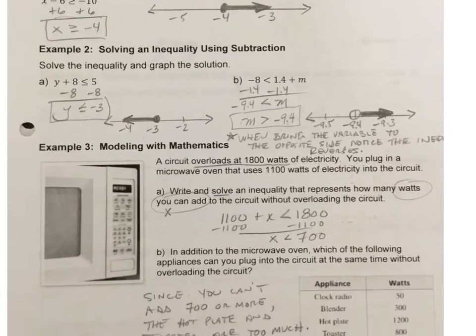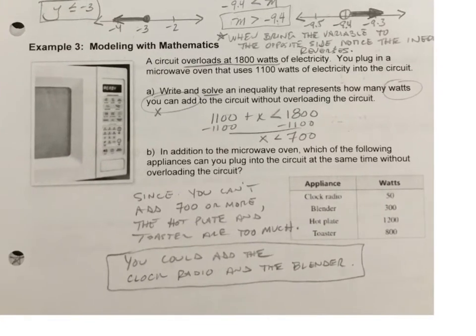Then we have a word problem. We want to write and solve the inequality. We're looking at how the circuit overloads at 1800 watts of electricity. So we're going to use x to be our number of watts we can have without overloading the circuit. The 1100 is what the microwave uses, plus some amount that has to be less than 1800, because it's saying up here that at 1800 it will overload. That's why it's the less than, not the or equal to symbol. When I solve it, I get x is less than 700.